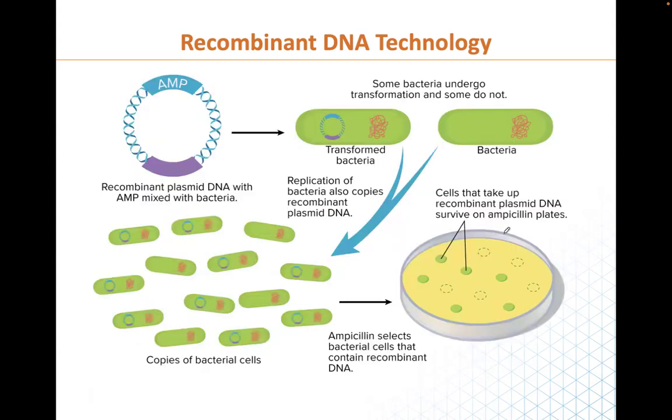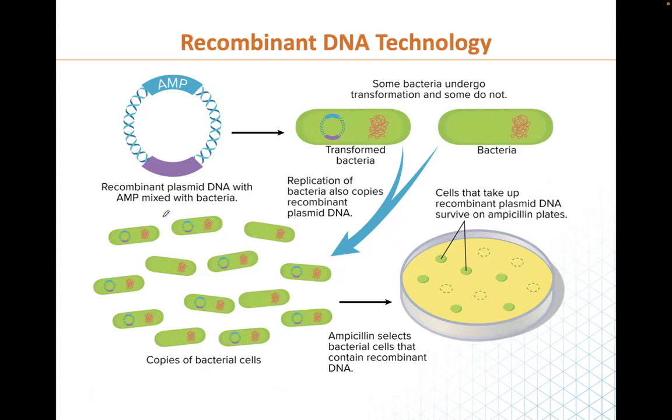So let's take a look here, everybody. This is a plasmid. This one you see here is a recombinant plasmid DNA. This recombinant plasmid DNA has what we call ampicillin DNA in it. So what is ampicillin? Ampicillin is an antibacterial medicine.